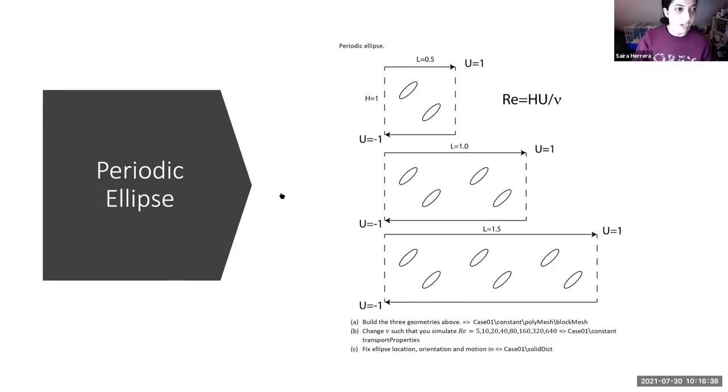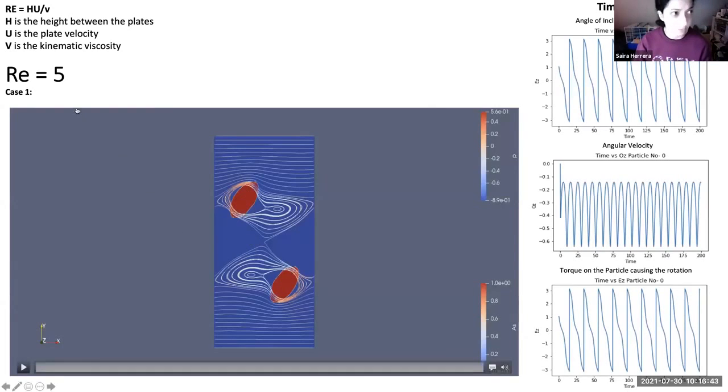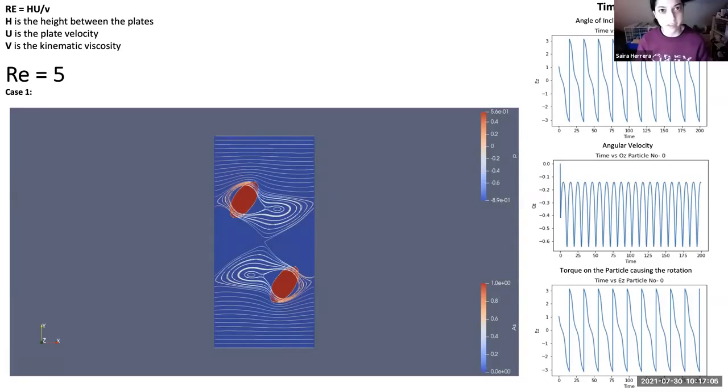So over here we have case 1. This red represents the particle and the blue represents the fluid. And as you guys can remember from the previous slide, the Reynolds number is just h times u over v, where h is the height between the plates, u is the plate velocity, and v is the kinematic viscosity. So to understand what Reynolds number even is, let's take, for example, honey and oil. Honey and oil have a very high kinematic viscosity number, which translates into a low Reynolds number, whereas water has a very low kinematic viscosity value, which translates into a high Reynolds number.